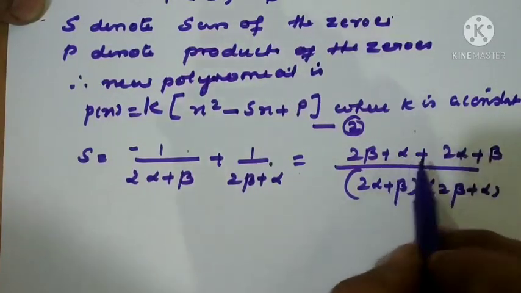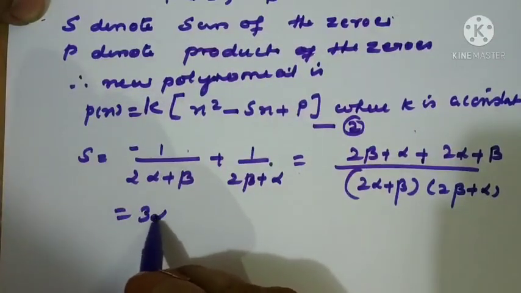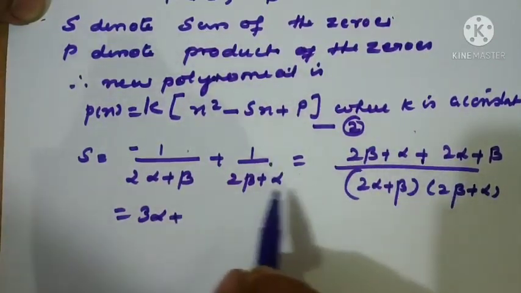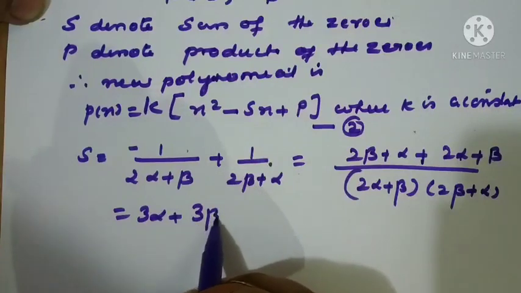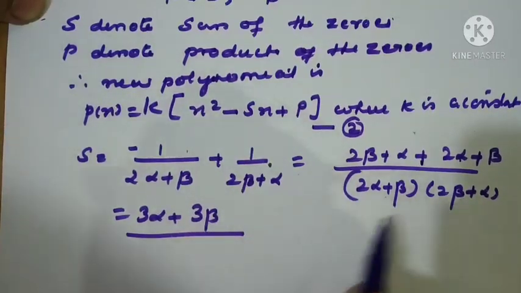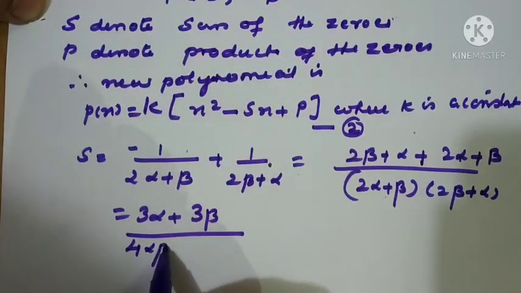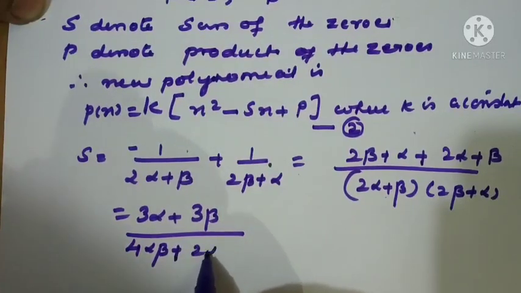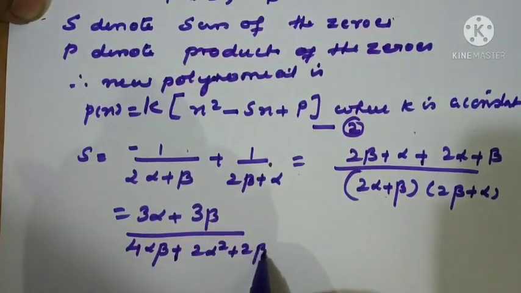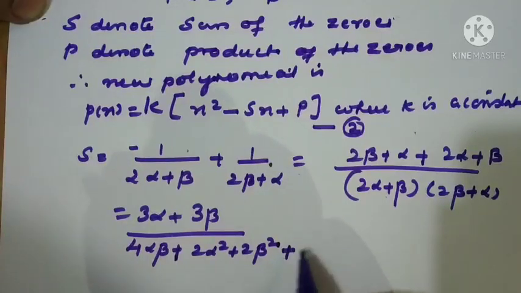So alpha we can add, 3 alpha. Beta, 2 beta and beta is there, so 3 beta. Down, what is the expansion? 4 alpha beta plus 2 alpha square plus 2 beta square plus alpha beta.